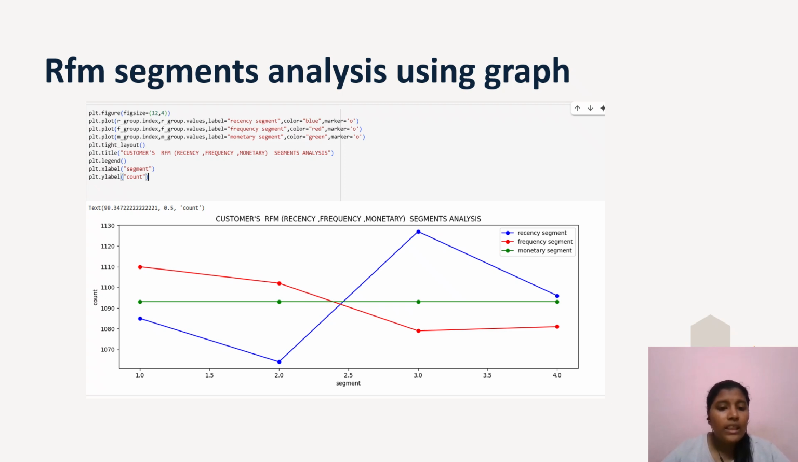See here, the 1 star rating people are fewer than the 4 star rating people in recency. That is a good sign, which means the people who have not visited our store recently are fewer than the people who have visited our store recently. It is a good one. And when it comes to frequency, the 1 star rating is higher than the 4 star, which means the people who have not visited our store frequently are more than the people who have visited our store frequently.